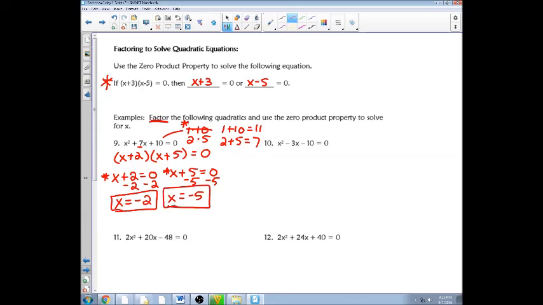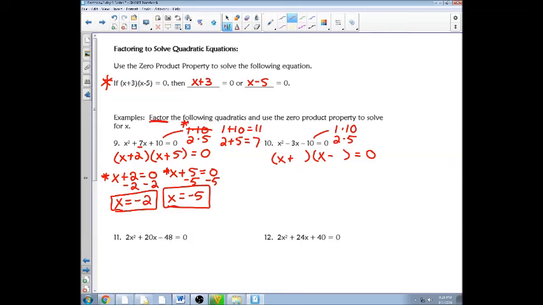All right. On to problem number 10. I have x squared minus 3x minus 10. There's no number in front of my x squared. There's no x behind my 10. So I'm going to jump straight to step 2 in my factoring process. What's always in front is going to be x's. Since my c value is negative, I know that 1 will be positive and 1 will be negative. Again, what multiplies to 10? 1 times 10 and 2 times 5.